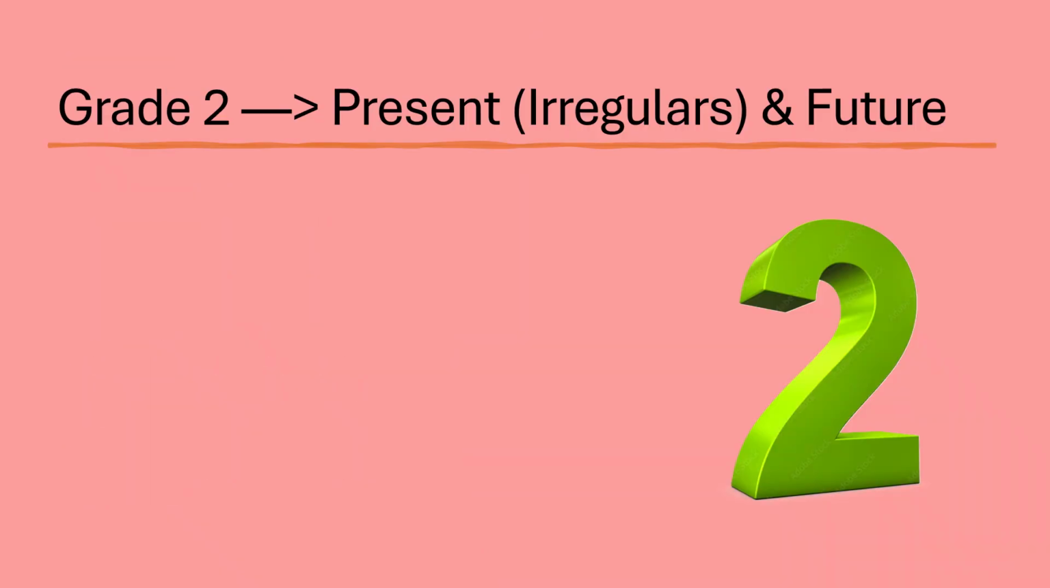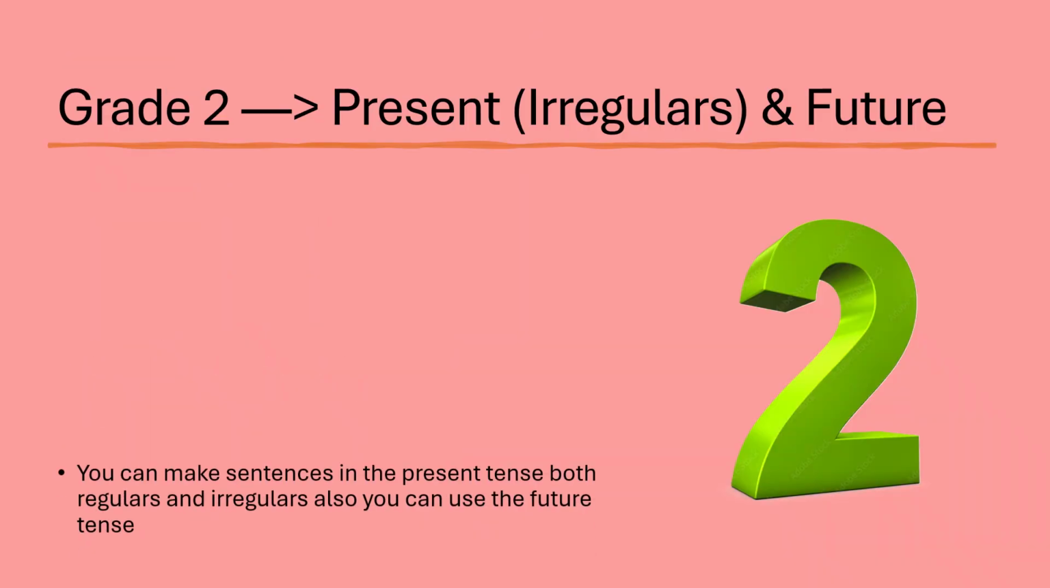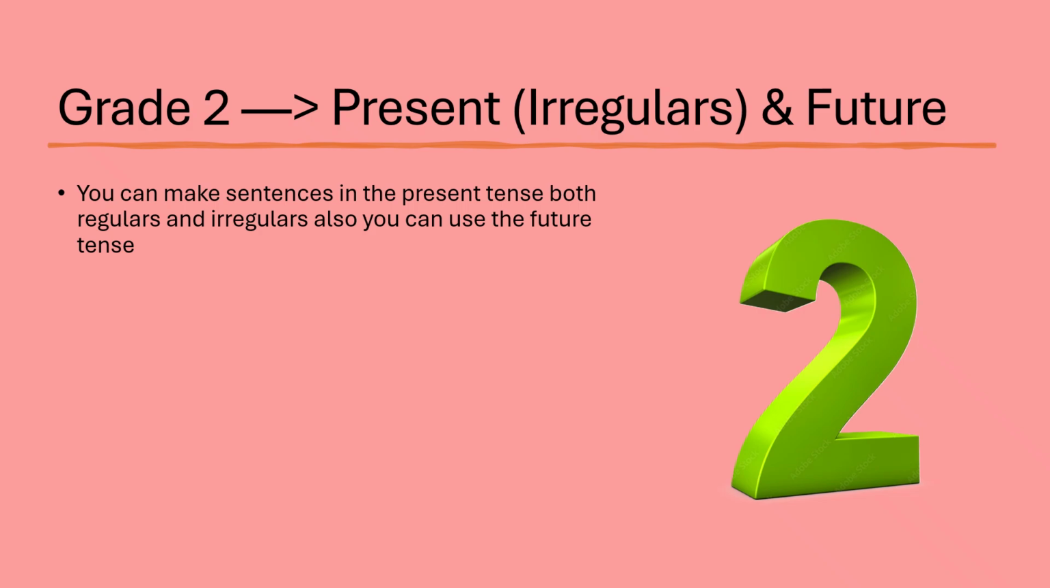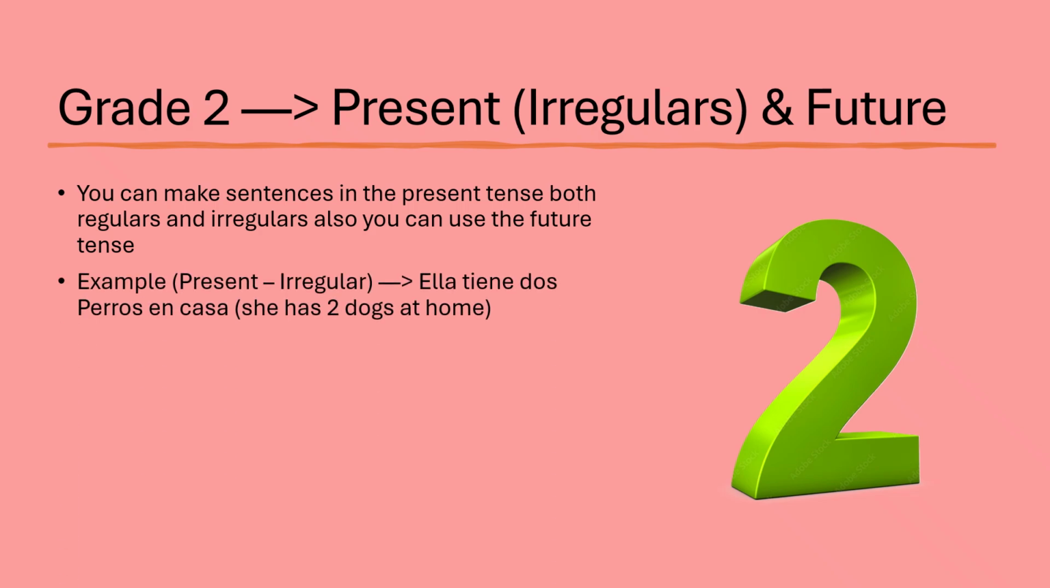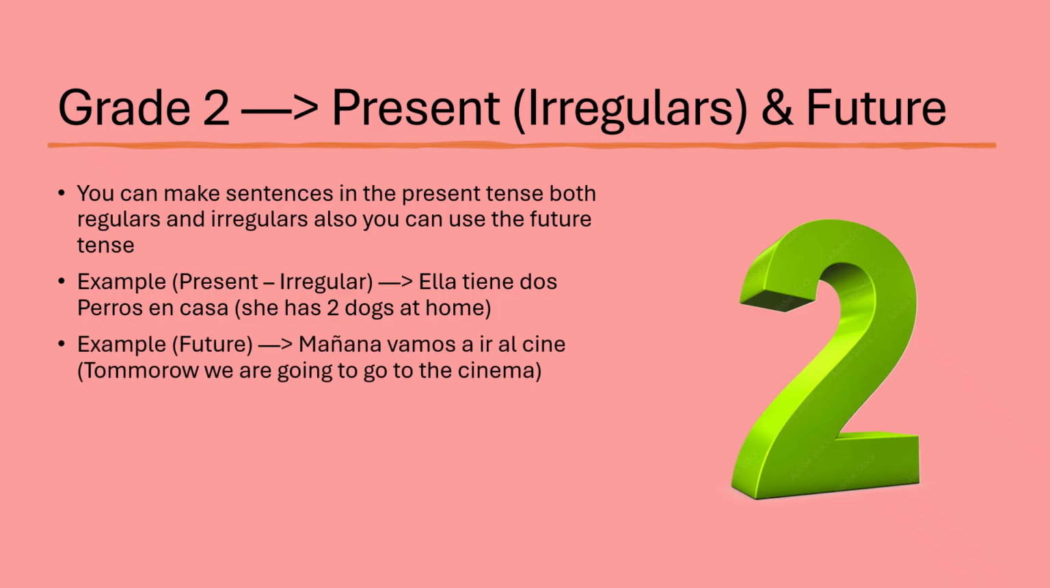Grade 2, present irregulars and the future tense. You can make sentences in the present tense, both regulars and irregulars. Also, you can use the future tense. Example of a present irregular tense: Ella tiene dos perros en casa. She has 2 dogs at home. Example of a future tense is: Mañana vamos a ir al cine. Tomorrow we are going to go to the cinema.